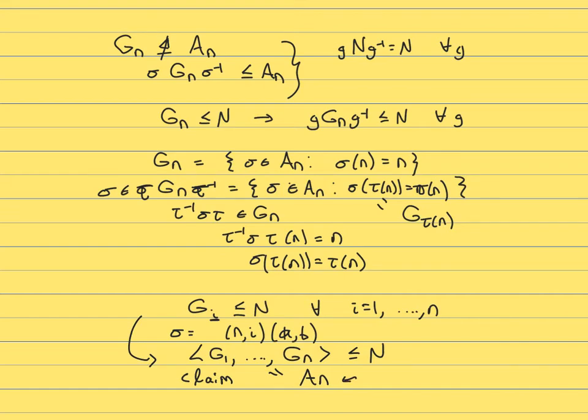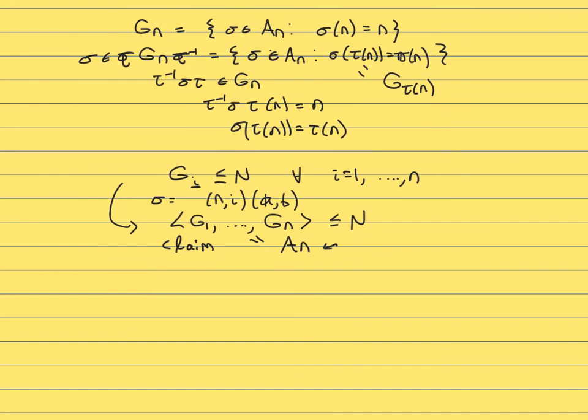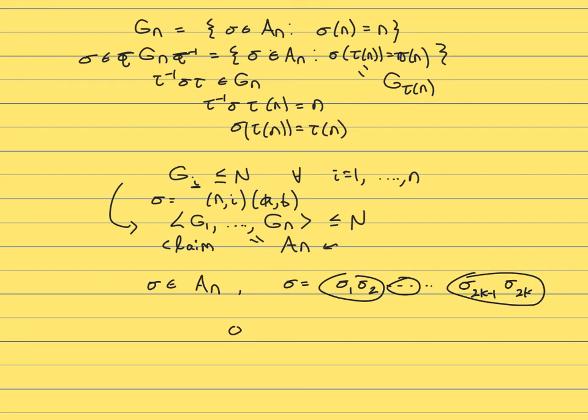So why should that be true? Well, take a sigma in An. You must be able to write it as an even number of transpositions. Pair them up, and then notice that sigma 2i, sigma 2i plus 1 must fix an element.